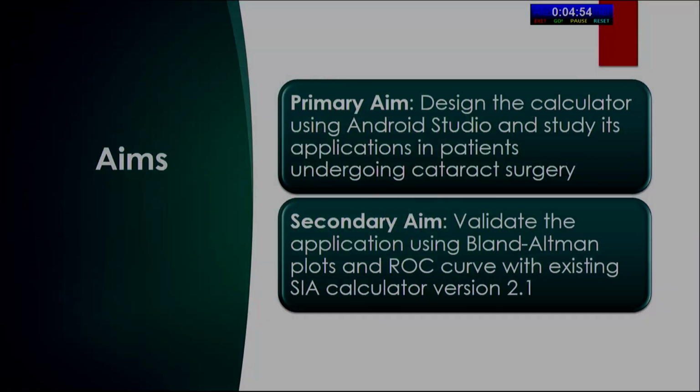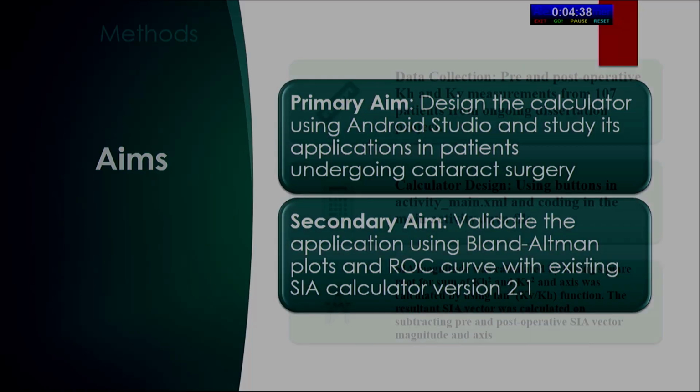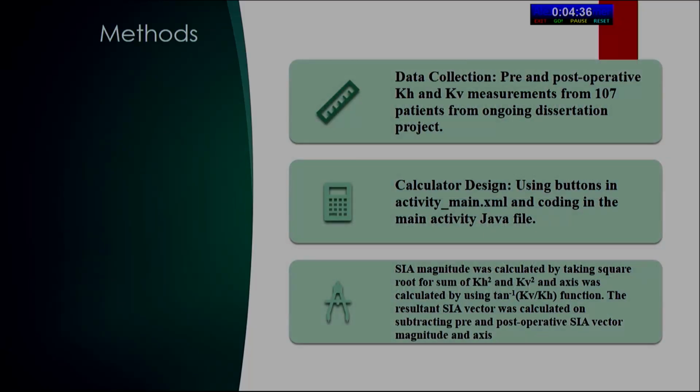So the primary aim of this was to design a calculator using Android Studio and study its applications in patients undergoing cataract surgery. The secondary aim is to validate the application using Bland-Altman plots and ROC curve with the existing SIA calculator version 2.1. The methods involved: we collected pre and post-operative KH and KV measurements from 107 patients from an ongoing dissertation project.